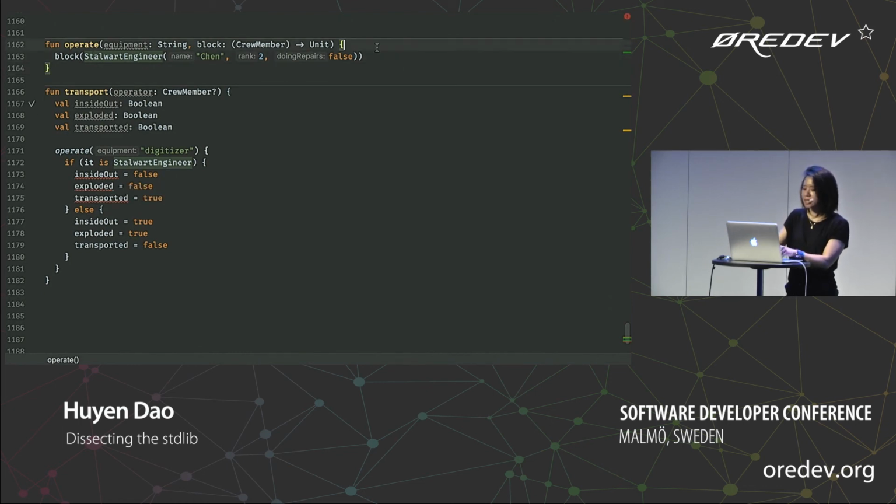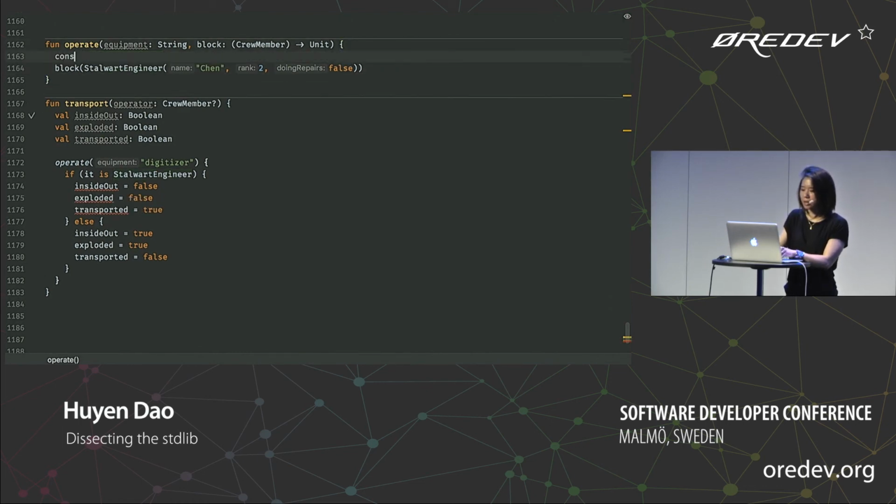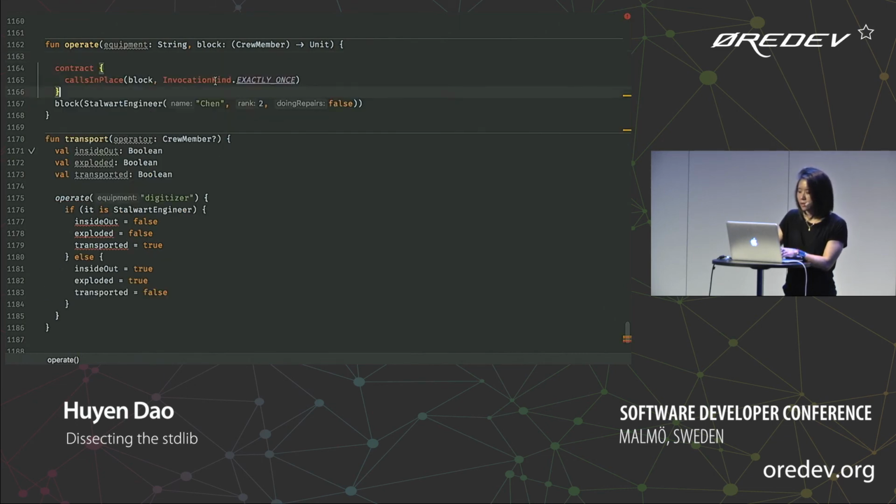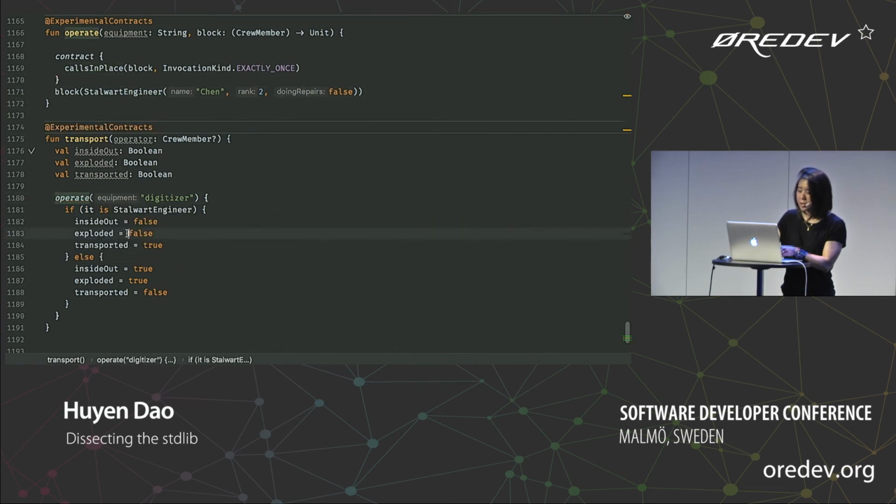But with contracts, if I do something like this, and I add a contract where I tell the compiler, look, compiler, I really promise that I'm only going to run this block once, and I have to add some annotations because it's experimental, you can see that the compiler error goes away. Basically, the compiler says, OK, you run the block once, so it's totally safe for you to assign a val. And I just think that's so awesome.